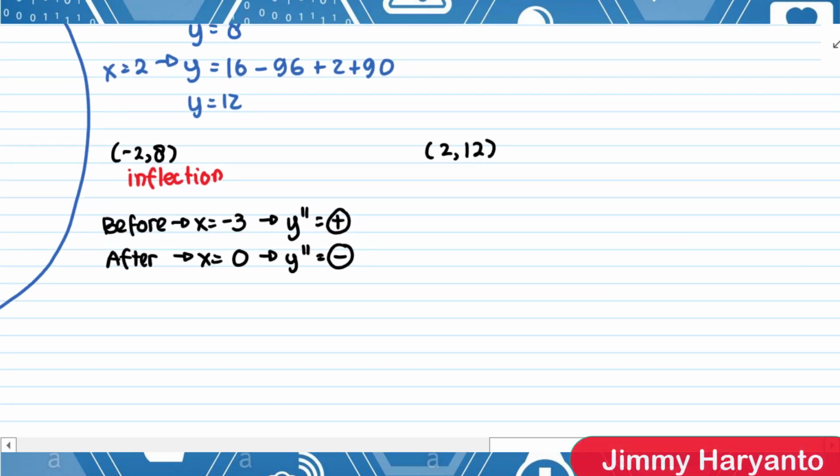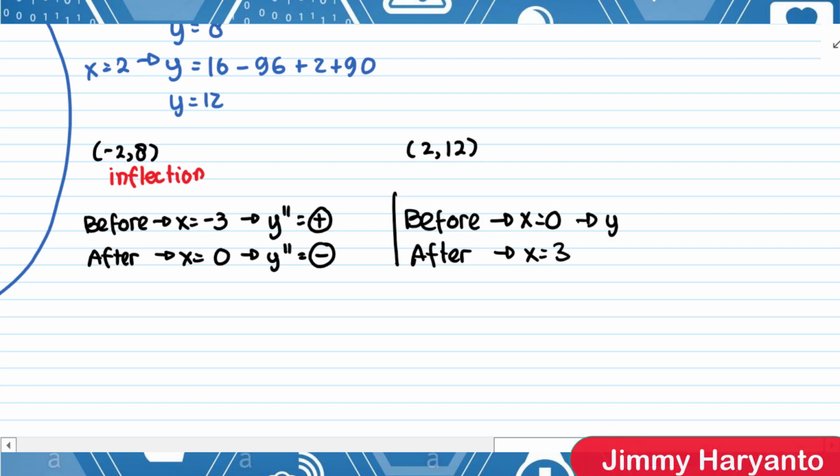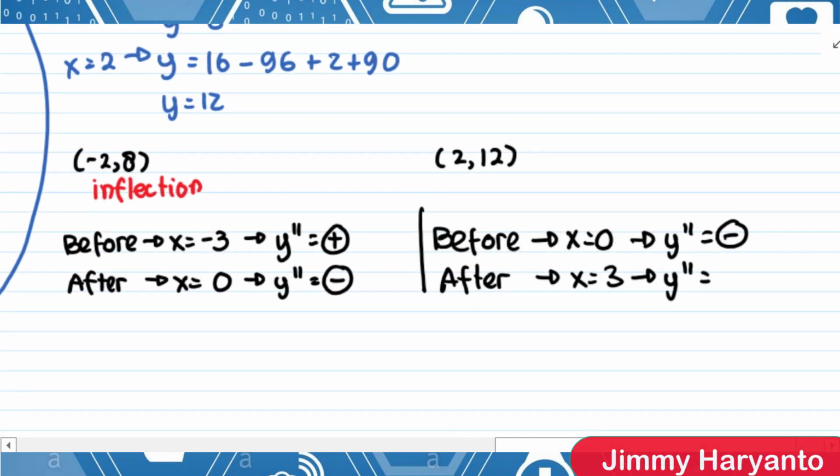And the next one, I will choose x equals 0 for the before, and for the after I can choose x equals 3. For the 0, we already know that the y double accent is negative. For the 3, the y double accent will be positive. Yeah, positive. There is a change of sign right here, so I can say that this one is also an inflection point.